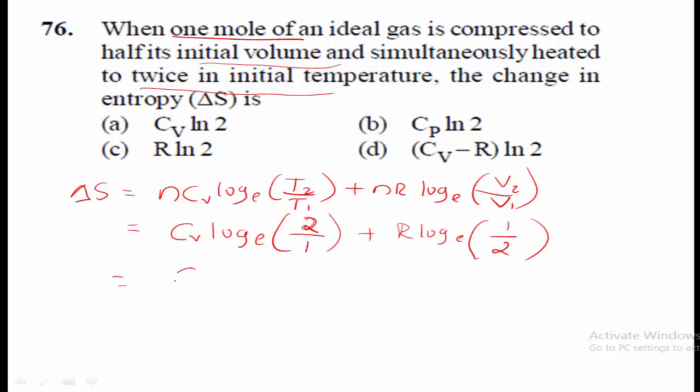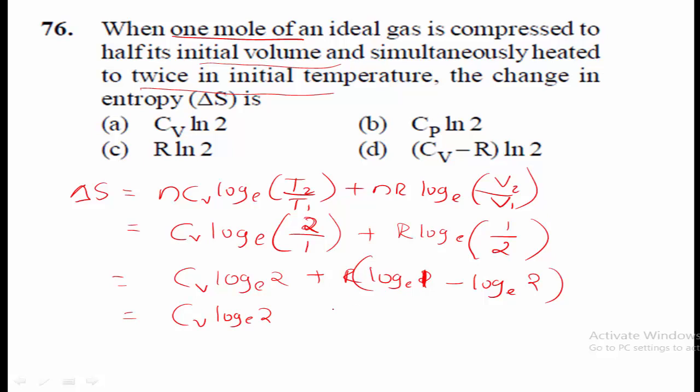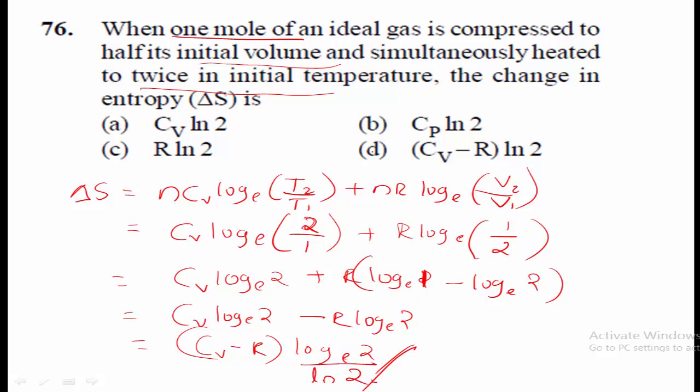Now simplify this. What you will get? Cv ln2 plus R (ln1 minus ln2). Using the log rule for m by n, ln1 is 0. So what you will get? Cv ln2 minus R ln2. Therefore ln2 is common, take it out. What you will get? (Cv minus R) ln2. So this is the answer. Log e means natural logarithm, which you can also write as ln2, because they have given ln. So which is the right answer? Option D.